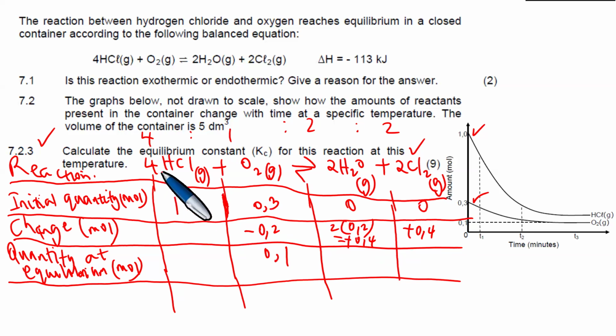But what about this one here? This one is negative, but it's 4 times. So it's going to be negative 4 times 0.2, which is minus 0.8. Change is 0.8, negative. We good. Okay, let's check.